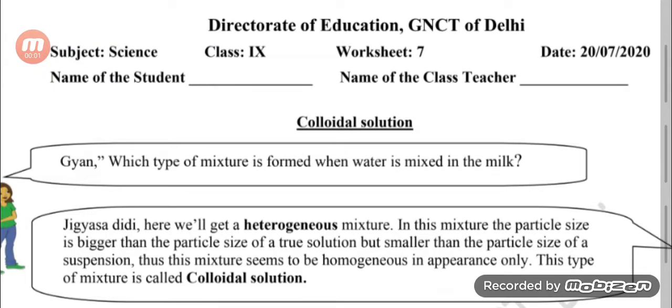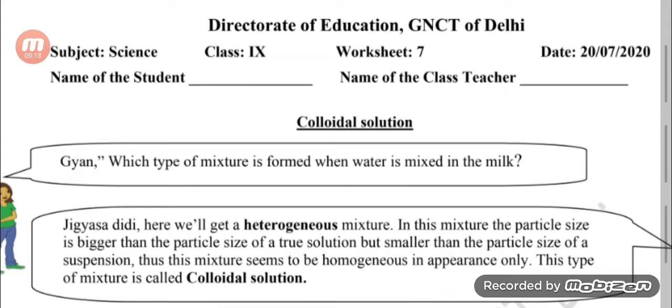Good morning students. Today we are here with our worksheet number 7 for class 9 with the topic colloidal solution, and that is from your chapter 2, Is Matter Around Us Pure? You also remember Gyan and Jigyasa.